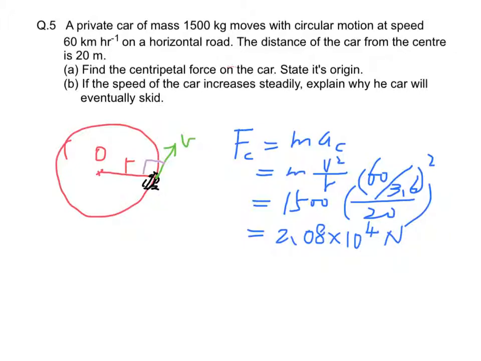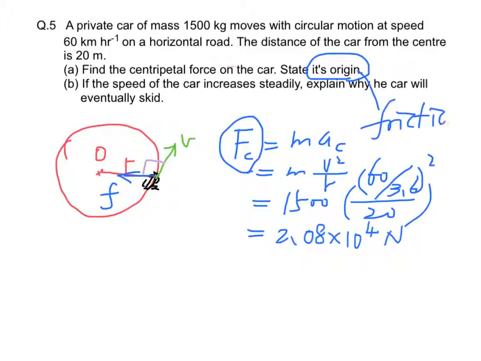And this centrifugal force is provided by the friction acting on the tire of the car. The friction is the origin of this force. And the friction is directed towards the center of the circle. Therefore, we can say friction equal to mv squared over r, because Fc equal to friction.